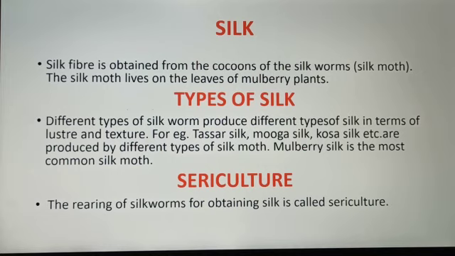Types of silk. Different types of silkworm produce different types of silk in terms of luster and texture. For example, tassar silk, muga silk, kosa silk, etc. And these are produced by different types of silk moth. Mulberry silk is the most common silk moth.